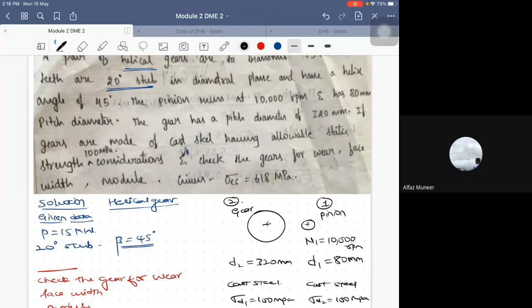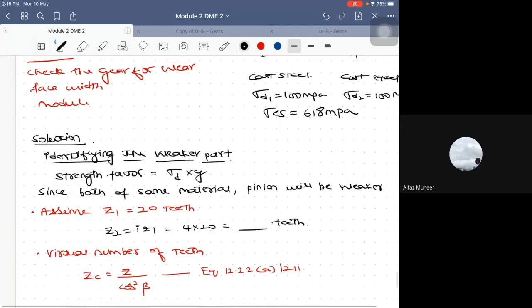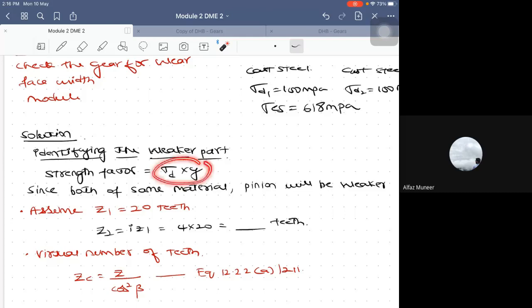Please be fast. Identify the weaker part. So we need to find the weaker part, and the weaker part is found using sigma d cross y, isn't it? Now, since both the materials, the gear as well as the pinion, are made up of the same material, we naturally come to the conclusion that the pinion would be the weaker one. Just write all these sentences.